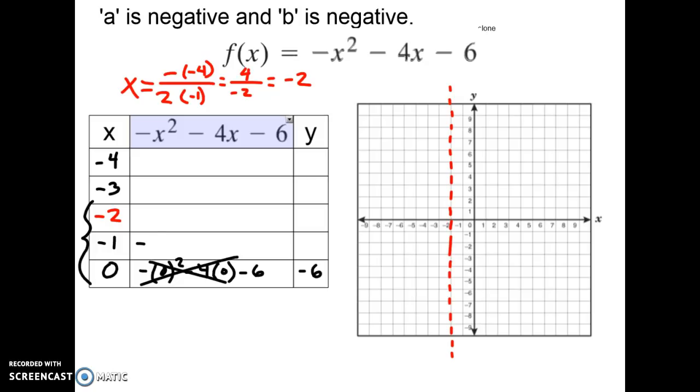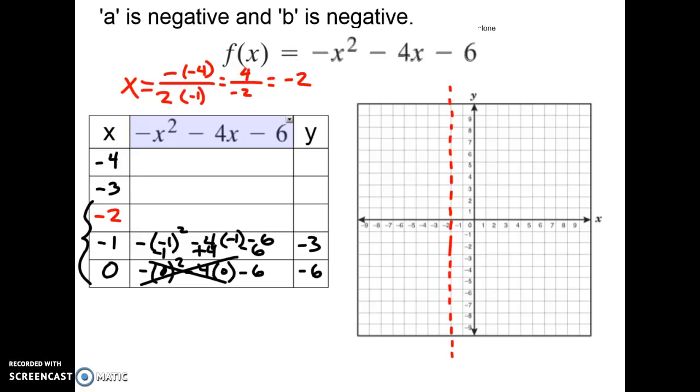Now we have a little bit more arithmetic. We've got to plug the negative 1 in. Negative 1 squared, then we have minus 4 times negative 1 minus 6. So negative 1 squared is going to be 1. That makes it negative out front, so that's a negative here. And then we have minus a negative 4. 4 times negative 1 is negative 4. So this is actually going to be adding 4 minus 6. So negative 1 plus 4 minus 6 gives us a negative 3.